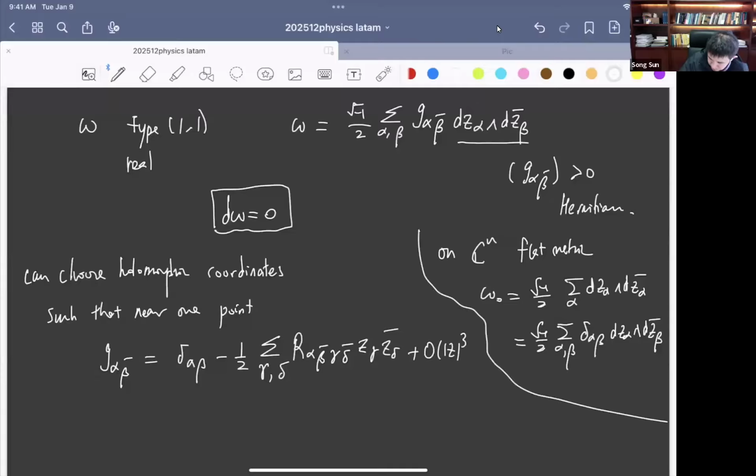That's in these coordinates. And the reason you can make the first order vanish is because of the Kähler condition, the closedness of omega.